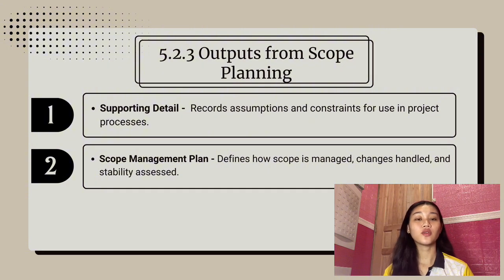The plan also clearly explains how scope changes will be identified and classified, which is very important, especially when the product details are still being developed. In short, supporting details provide the necessary background information, while a scope management plan guides how the project scope will be controlled and updated.